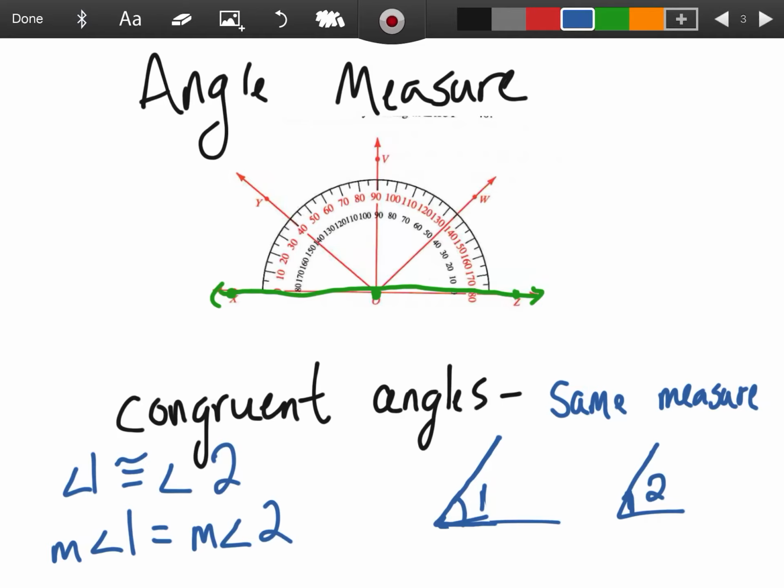All right, just like with segments, it's very important. You can't say that two angles are equal. You can say their measures are equal, and you also cannot say that their measures are congruent. Okay, their measures are not congruent. The angles themselves are congruent.